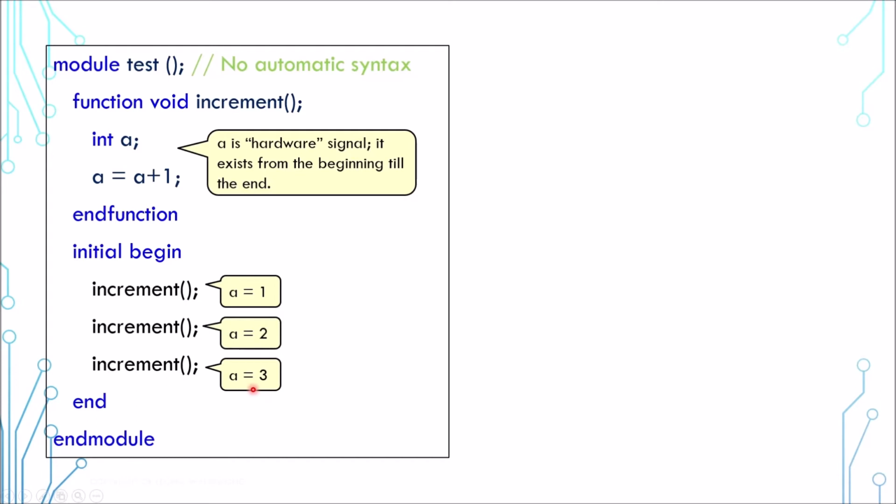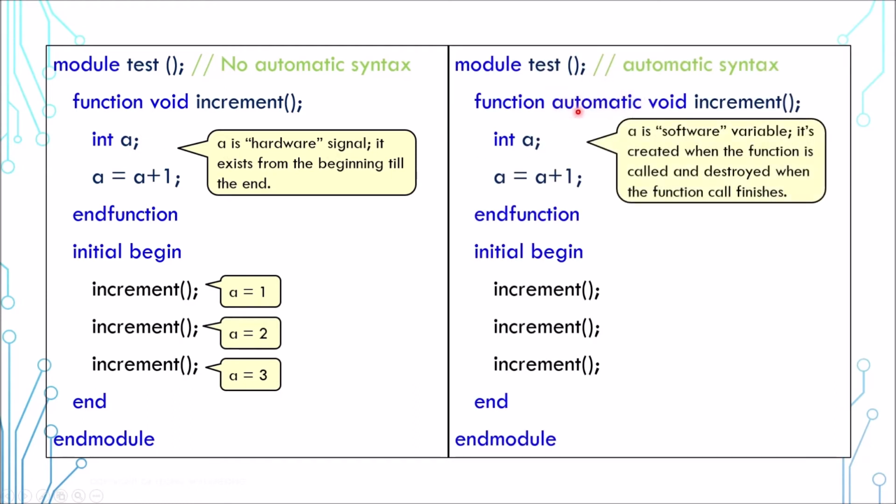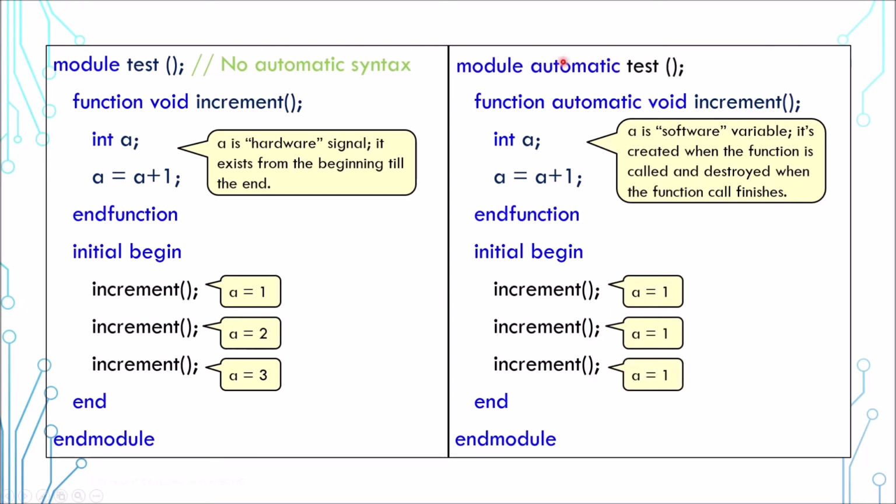In common software, variable is created during function call. But in SystemVerilog, variable is considered as a hardware signal. It is created from the beginning until the end. If you wish for software behavior, you can use the keyword automatic. With that, a variable is created when the function is called and it is destroyed when the function ends. In this example, a is always 1 every time the function is called. Alternatively, you can use automatic keyword at module level.